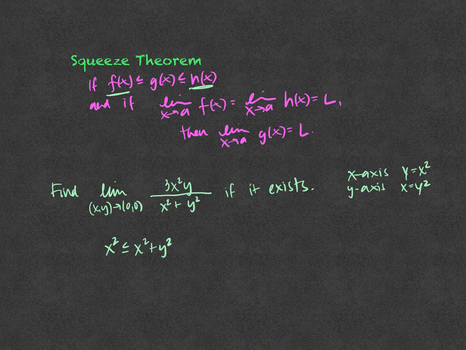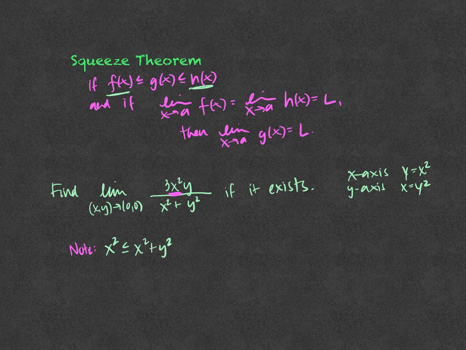Let's choose x squared because we have an x squared in the top. So I'd like you to be able to think about and see where this is coming from, but because we have an x squared in the top, we know that we want to kind of compare these values. So note that x squared is less than or equal to x squared plus y squared.